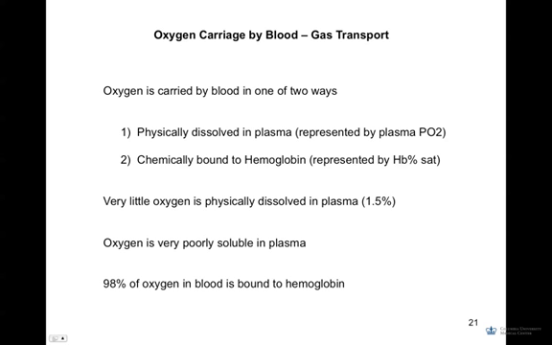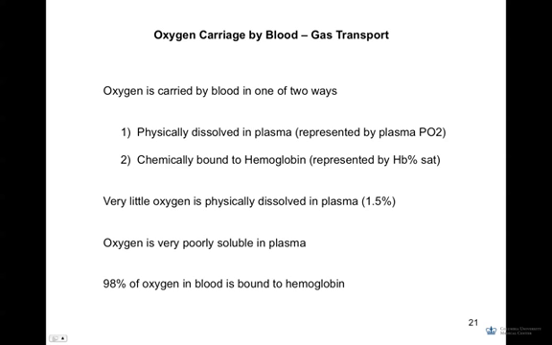Oxygen is carried by the blood in two ways. It is carried physically dissolved into the plasma and chemically bound to hemoglobin. Now, the oxygen that's physically dissolved into the plasma is represented by plasma PO2. So the partial pressure of oxygen of the blood, which is really the partial pressure of oxygen in the plasma, directly measures the amount of oxygen that is physically dissolved in plasma.